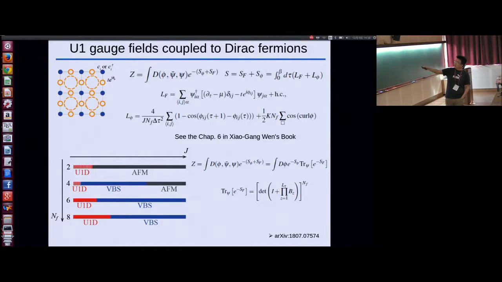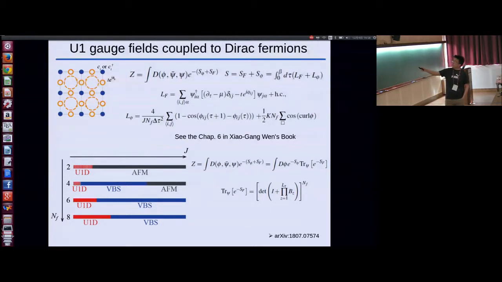fermion part and a gauge field part. The fermion part of the Lagrangian is a fermion living on the square lattice. These dots are the fermions living on the square lattice. While the fermions are hopping, they pick up a phase. This phase is a phase mod 2 pi. So this is the U1 gauge field, if you like.